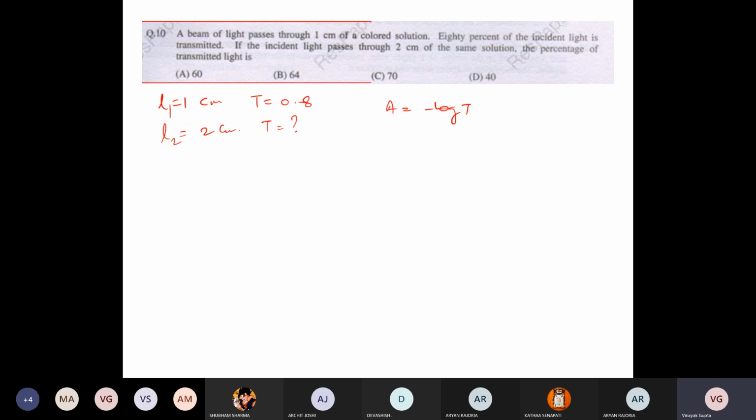64. Yes, 64. Sir, I did a calculation mistake. Actually, right now when you wrote 0.8, then I got that answer. I was actually taking 0.2. That is why I was getting it wrong. Okay, okay.